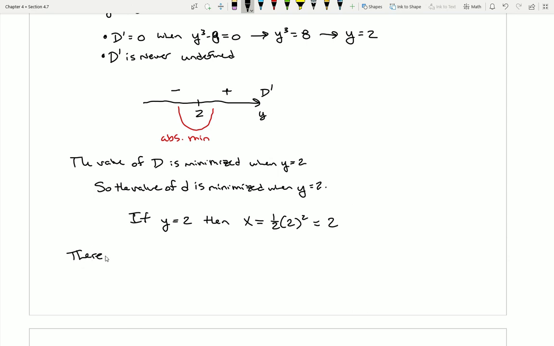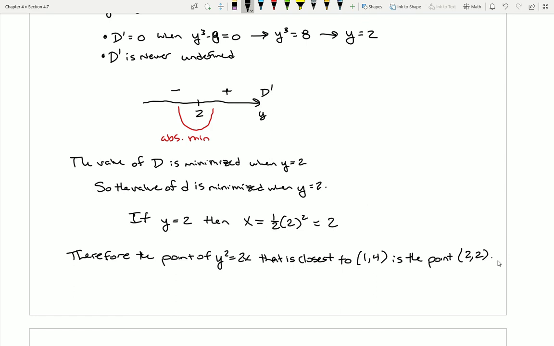So I can reach the conclusion that the point on y squared equals 2x that is closest to the point (1, 4) is the point (2, 2). I found it. 2 for the x, 2 for the y.